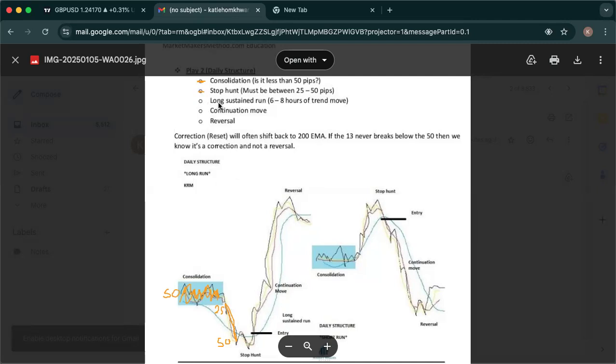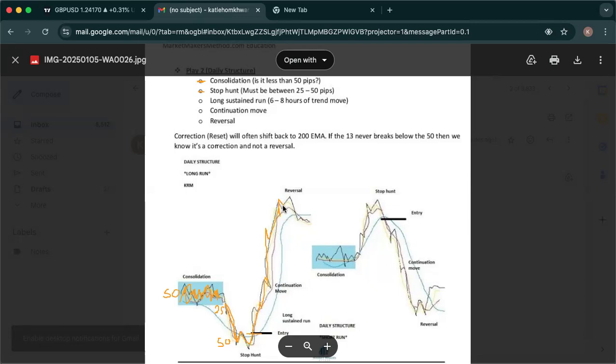So bullet number 3, long sustained run, 6 to 8 hours of trend move. What do they mean? After you've got your W formation, you're going to enter as the written entry there. This is your entry on the second leg. This now becomes your long sustained run, which is the real market maker trend or distribution trend.